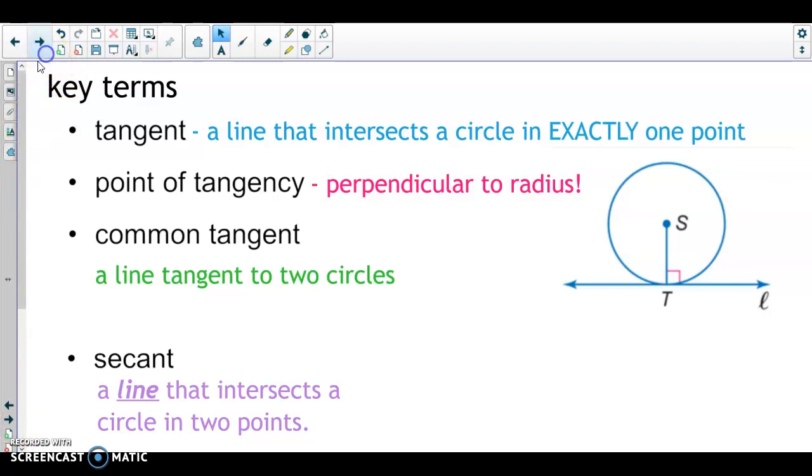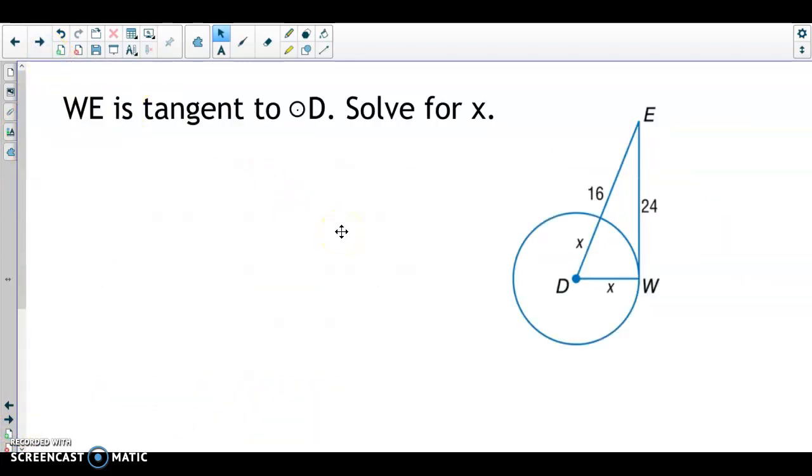All right, so let's dive into some examples real quick. We've got 2 for you. So WE is tangent to circle D, and solve for x. So if we know that that is tangent, we should also recognize that we have this right angle relationship happening. So here's my point of tangency, right, where the radius DW is tangent at W, and WE is my tangent line. So that's a right angle. So now I have 3 sides and a right angle, so I've got a right triangle here. So I'm going to use the Pythagorean theorem to set up and solve, keeping in mind that opposite the right angle, this segment right here is my hypotenuse.